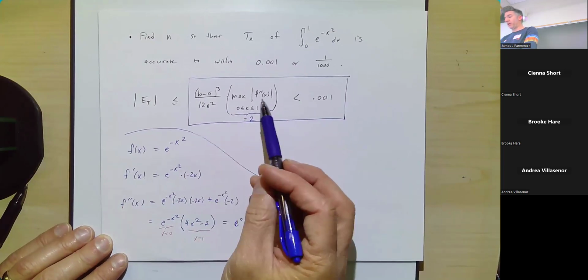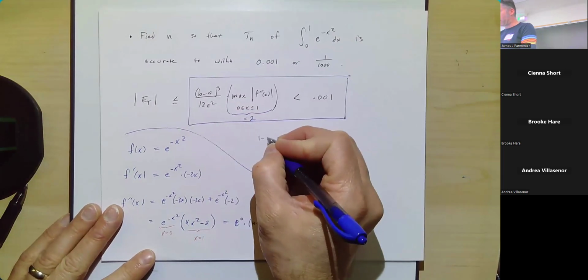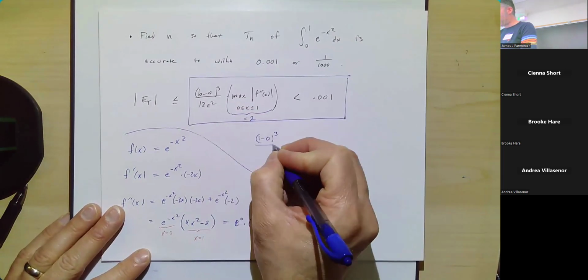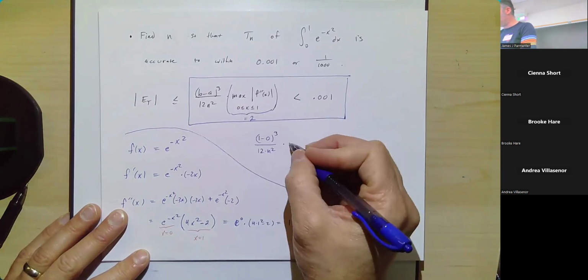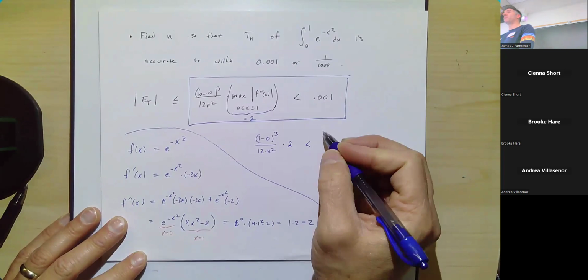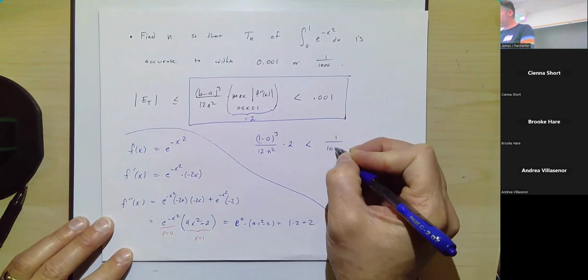So let's plug in all the things. What's the thing we're trying to solve for? Right. So we should be able to plug in for everything except for n and then solve for n. So we're going to have b minus a, that's 1 minus 0 cubed over 12 times n squared times 2 is less than, I would much rather use a fraction here. I would much rather write 1 over 1,000.